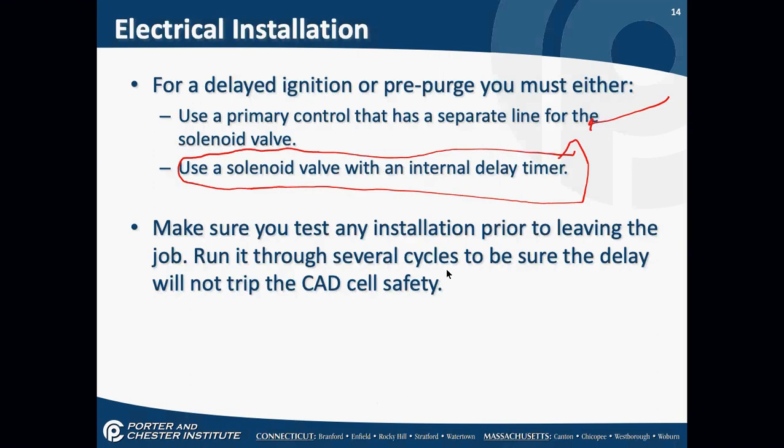Make sure you test any installation before leaving the job. Guys, I have to say this again. Make sure you test any installation prior to leaving the job. Run it through several cycles to be sure the delay will not trip the CAD cell safety. Okay? Anytime you modify something by adding an approved aftermarket part, a solenoid valve is an approved aftermarket part, you need to be sure that it's not going to trip the CAD cell, because I can guarantee it's going to happen on a Thanksgiving evening when you're the only one on call.